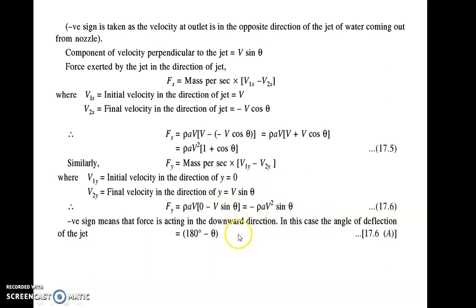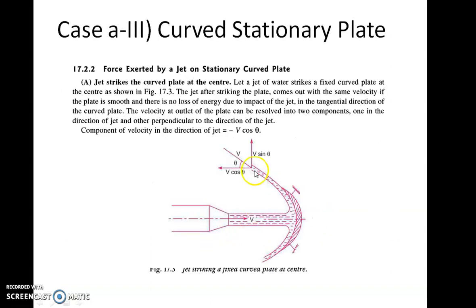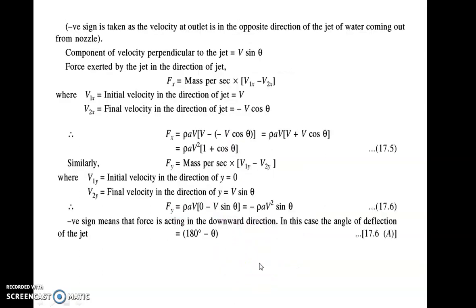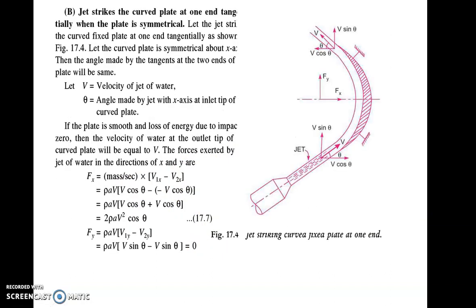But here in this case, the force in y direction will be 0 as it is having both the components in opposite direction. While for x direction it was V cos theta, same V cos theta in the negative x direction. That's why these two components were added, but these two components will cancel themselves. That's why the force in y direction will be 0. So remember, here Fy will be 0 and Fx will be rho a V square (1 plus cos theta). So this is the third case.